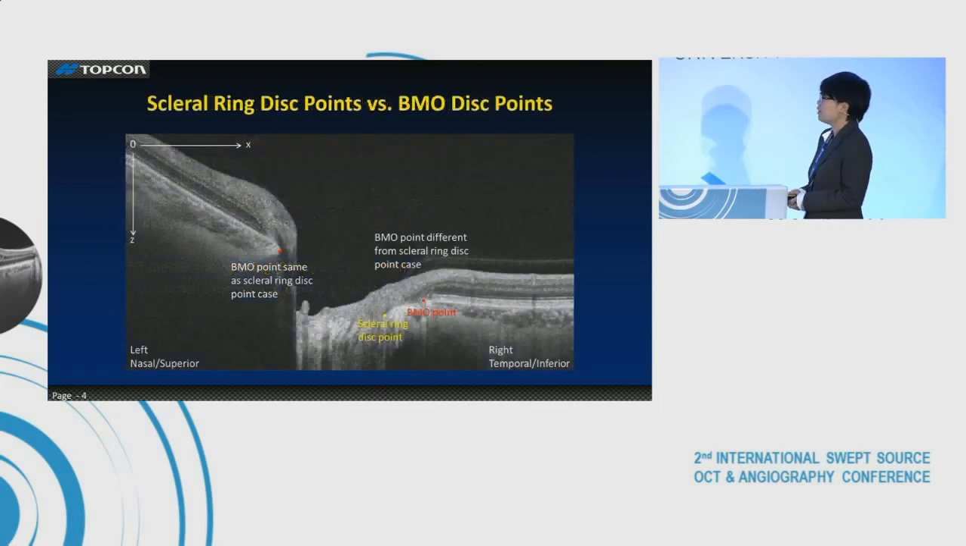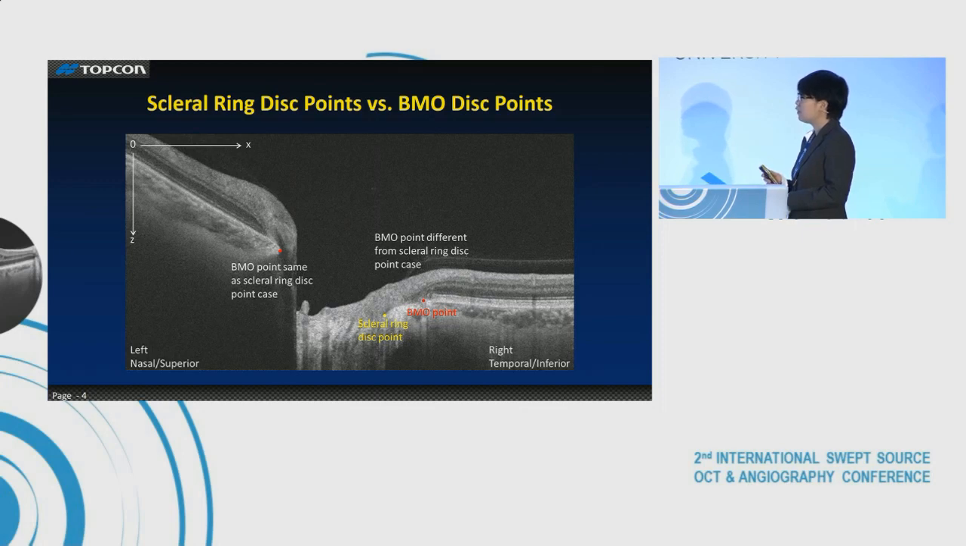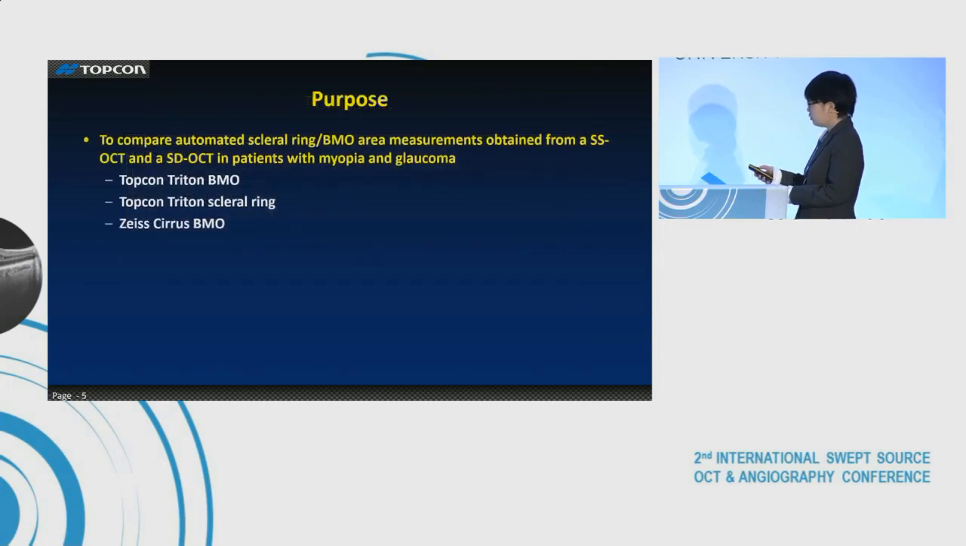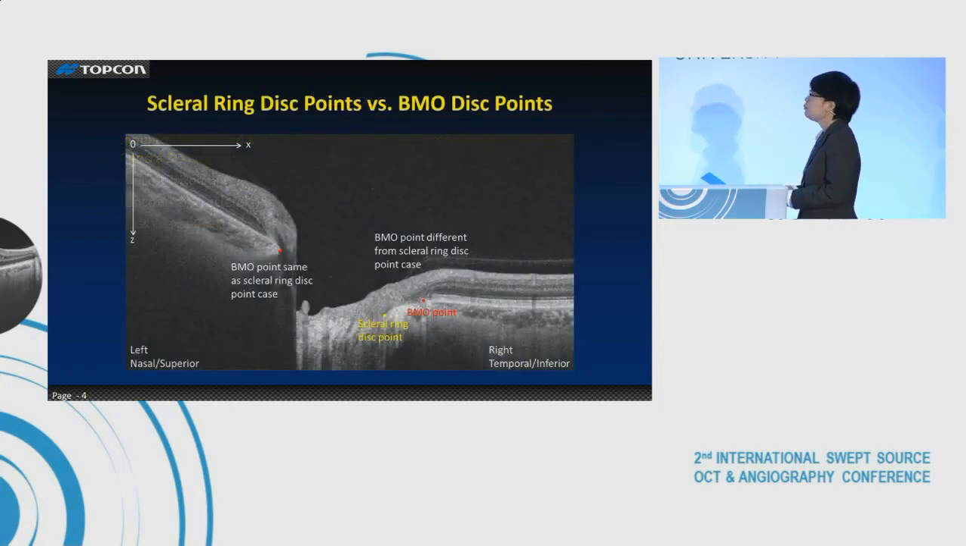Here's the image illustration of the BMO point and the Scleral disc point. So on the left part, the BMO disc point is the same as the Scleral point. And on the right part, because of the existence of border tissue, the BMO point is different from the Scleral point. As a result, the BMO area is larger than the Scleral disc area.